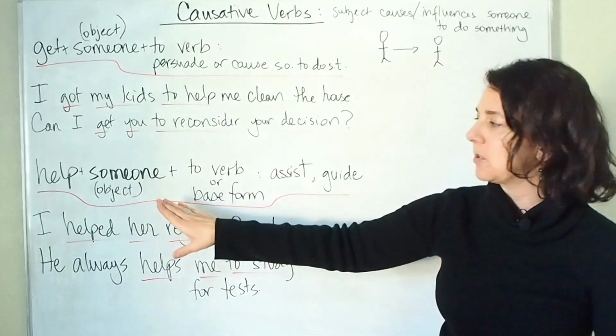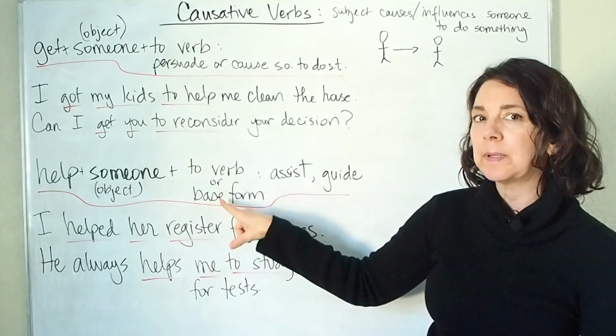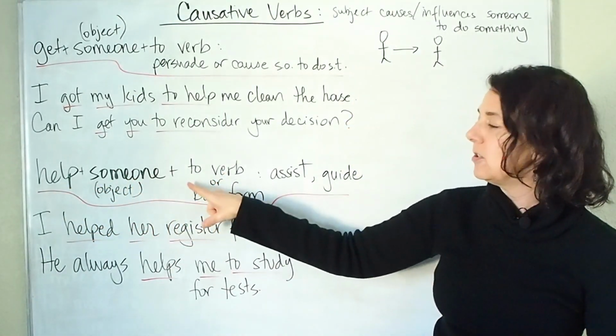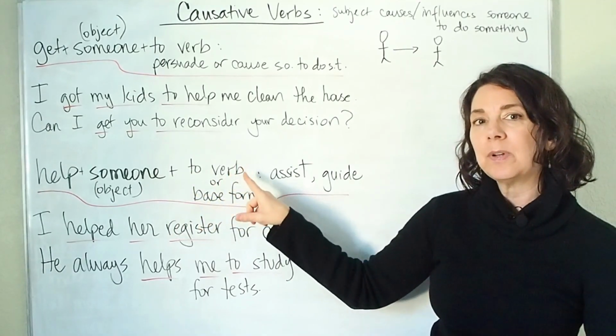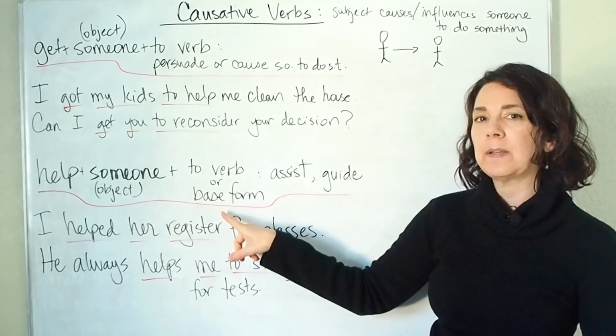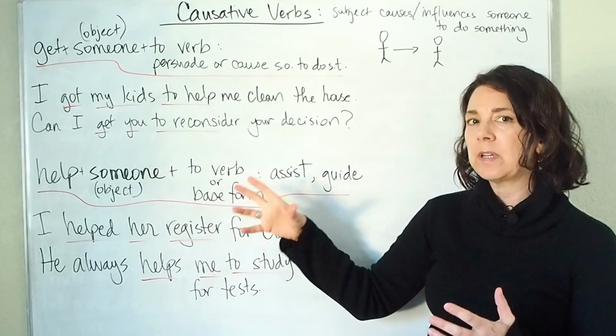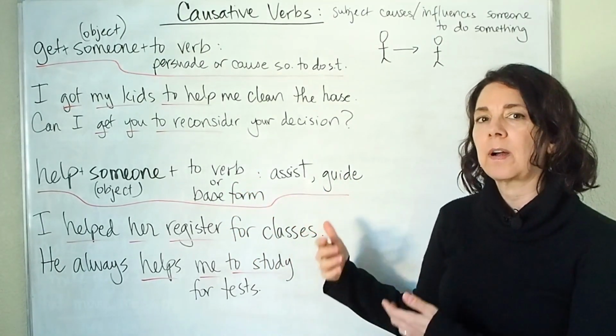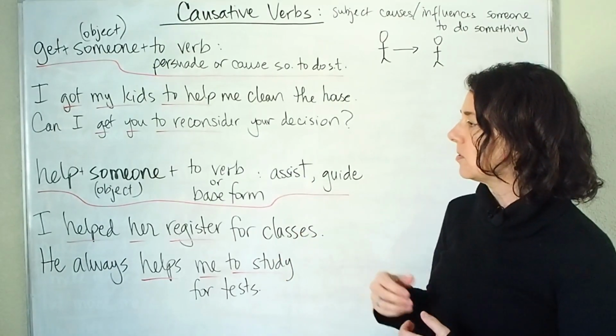And help is a little bit tricky because we have two possibilities. We use help plus the object, and then we can use either the infinitive with to, or we can use the base form. Doesn't matter, we can use both. And of course, you know what this means. It means to assist or guide or help someone to do something.